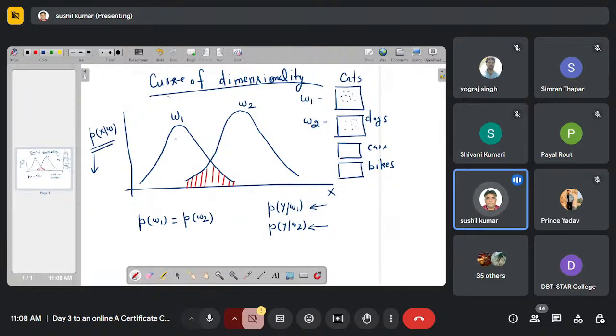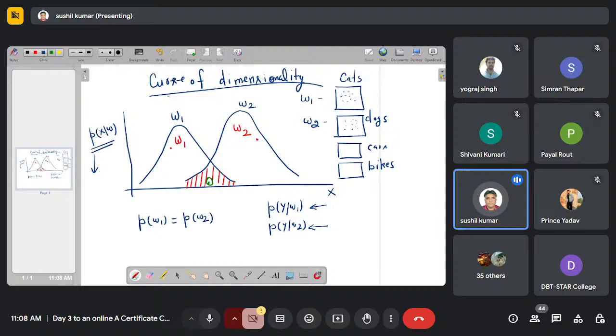Suppose you have a feature vector which is very clearly telling you that this is from omega 1. You have a feature vector that is telling you this is from omega 2 at this point. But suppose you are at this point, and you are doing some calculation and the result is telling you it may be from omega 1 or it may be from omega 2. So this is the problematic thing here.